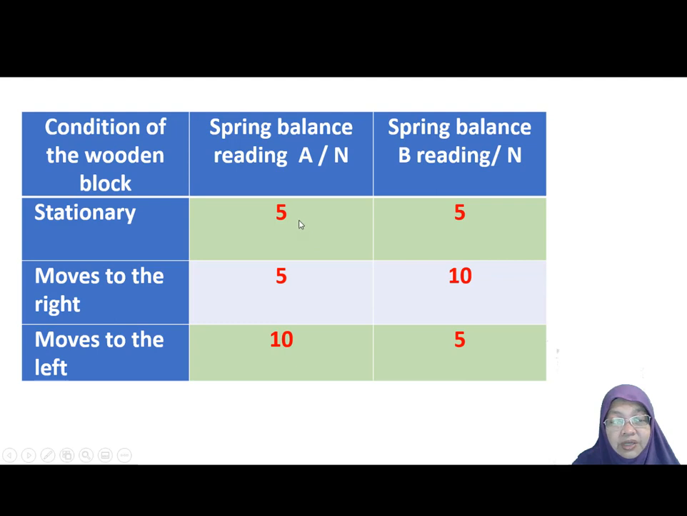Now here you should look at the difference. 5 and 5, the difference is what? 0, right? 5 tu 5, 0 kan, kosong. This one is what? Which one is bigger? So to the right is bigger. So what is the value of the difference? So 10 minus 5 is what? 5 Newton, right? This one 10 minus 5 is what? 5 Newton. But this one is to the left, this one is to the right.